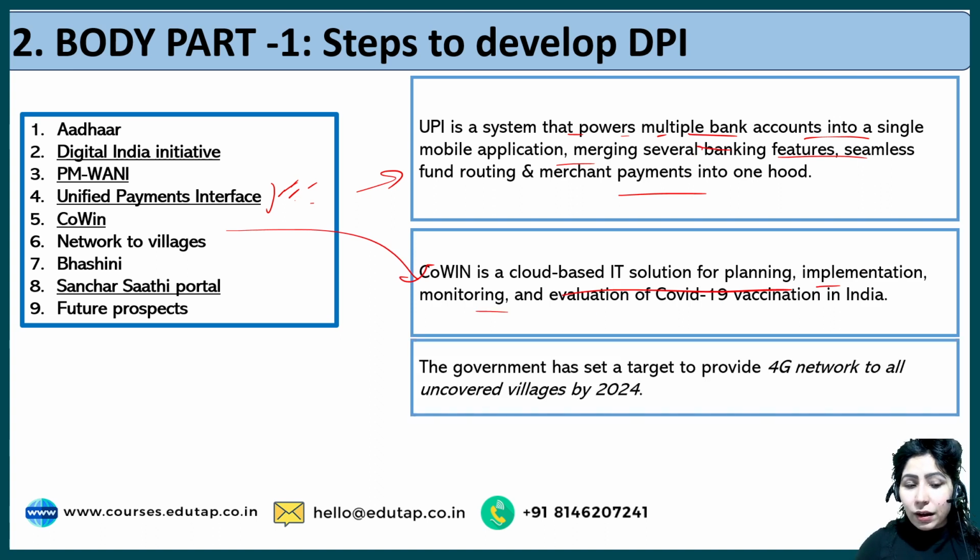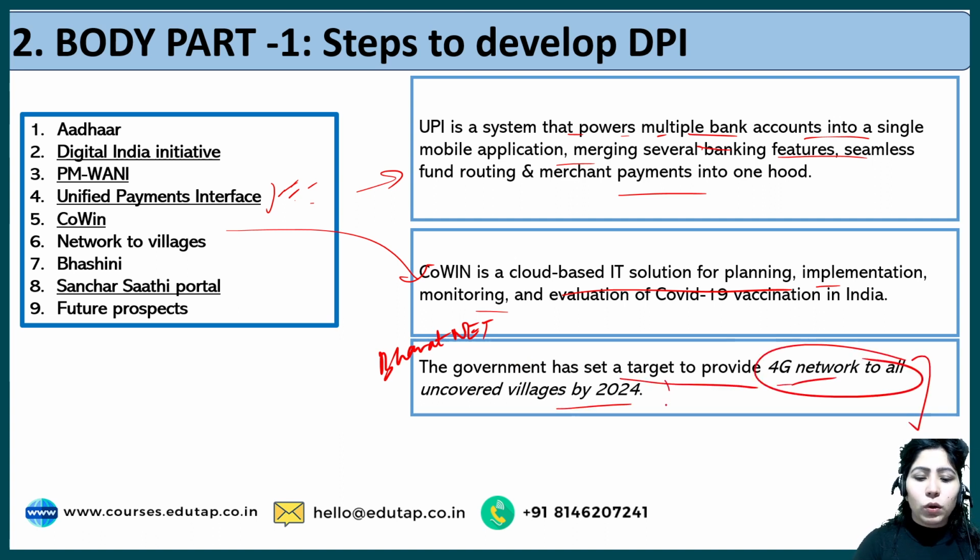Then there is Network to Villages. BharatNet is the program of the government to provide internet facility to, I think, 1.5 lakh gram panchayats, or even more than that now. So the government has a target to provide 4G network to all uncovered villages of BharatNet by 2024, and that is known as Network to Villages.